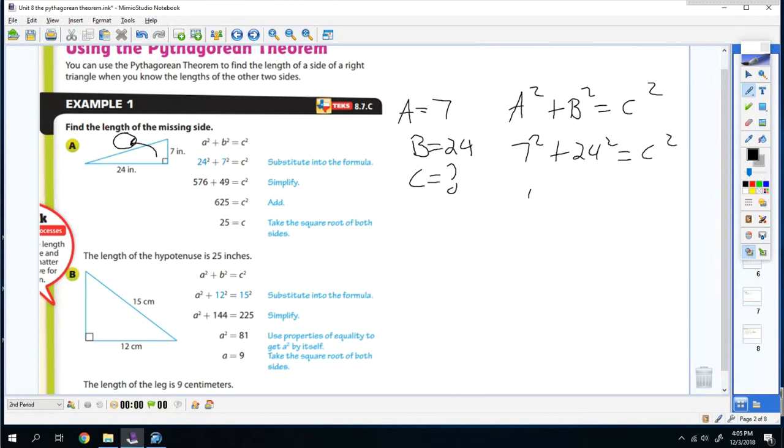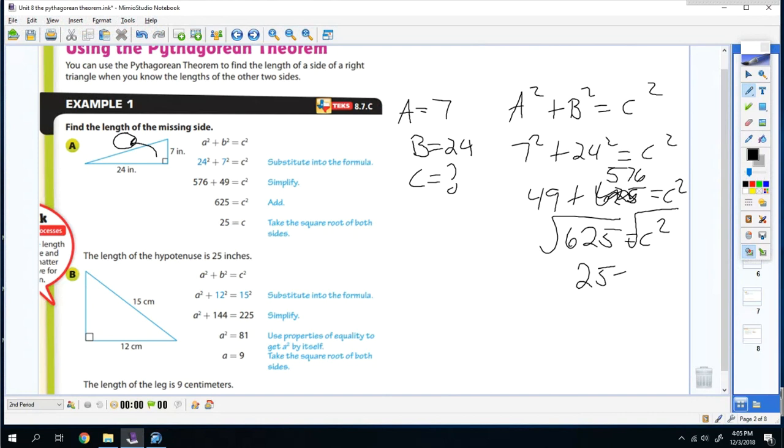So 7 squared is 49. 24 squared is, not 625, excuse me, 576. And then 49 plus 576 is 625. I skipped a step. So 625 equals C squared. So now you need to find the square root of C squared. And the square root of 625 is 25.